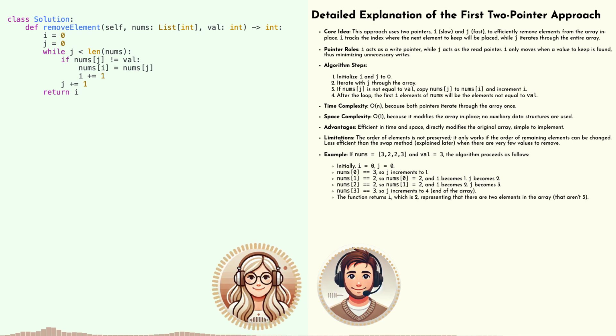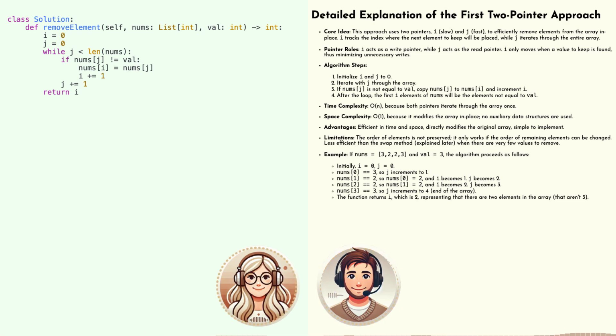Precisely. And this is where the two pointers technique really shines. When J finds a keeper element, it signals to I, saying, hey, I found a good one. Put it over here. I love this teamwork. So I listens to J and dutifully copies that value over to its current position. Yep. And then both pointers move forward in the array, continuing their synchronized dance.